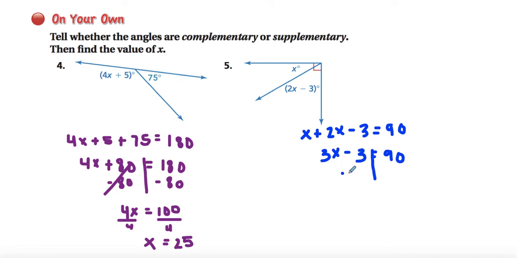I'm going to use inverse operations to add 3 on both sides. 3x can be brought down to equal 93. My last step is to use inverse operations to divide by 3 on both sides. And x is equal to 31.